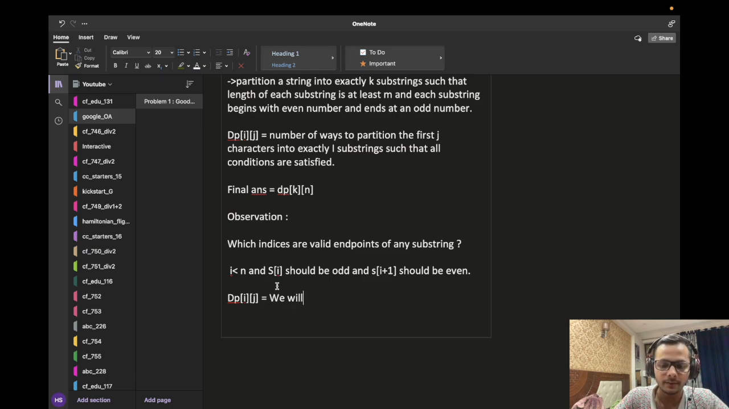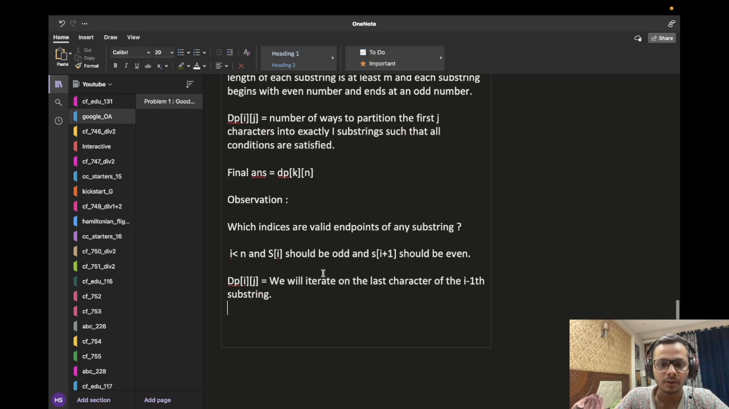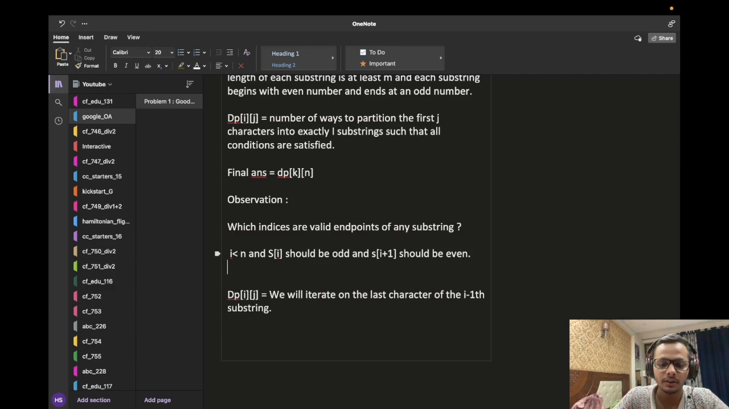we will iterate on the last character of the i minus 1th substring. Since there are i substrings, I can iterate on the last character of the i minus 1th substring, right? So what are the conditions that it should satisfy? Let's say that the indices where s of i is odd and s of i plus 1 is even are special. So let's say such indices are special.